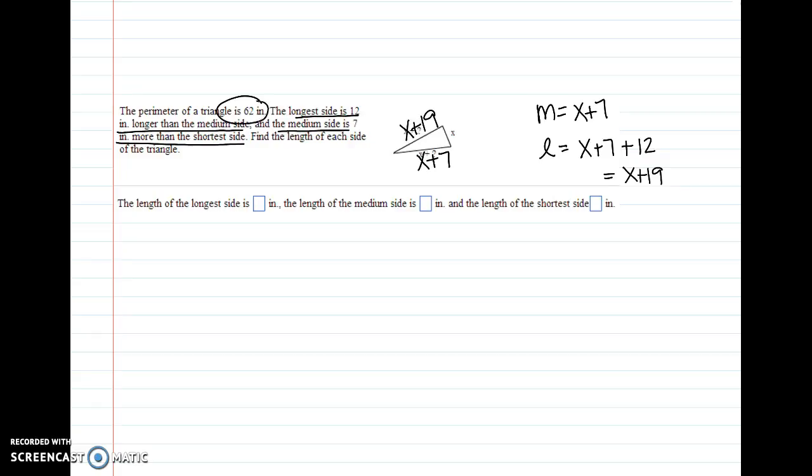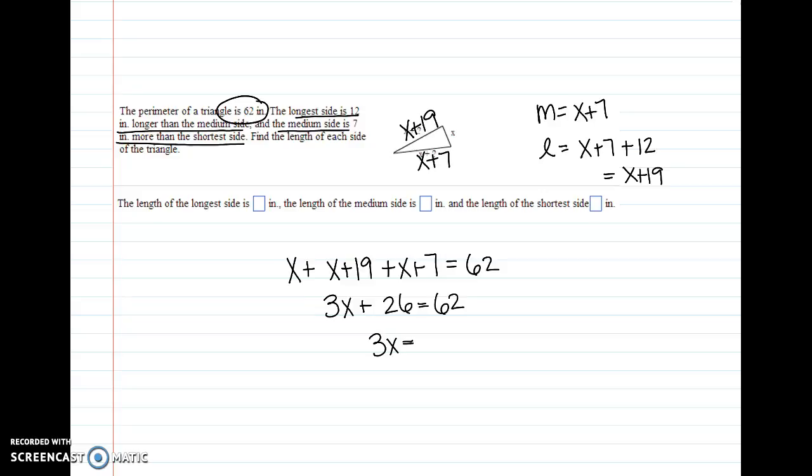Okay, and then what do they tell us? The perimeter is 62. So we're going to add up all 3 of these sides. X plus 19 plus x plus 7 equals 62. So putting our like terms together, we have 3 x's plus 26 equals 62. Subtract 26 from both sides and divide. X equals 12. So the shortest side is 12. The medium, which was 7 more than that, is 19. The longest, which was 12 more than the medium, comes in at 31. And you can check your work. Add up 31 and 19 and 12, and you'll get 62.